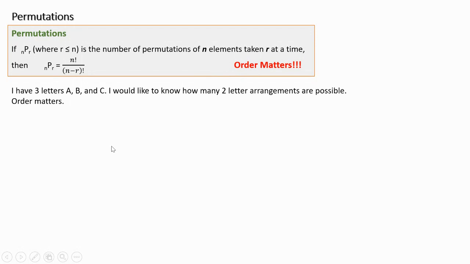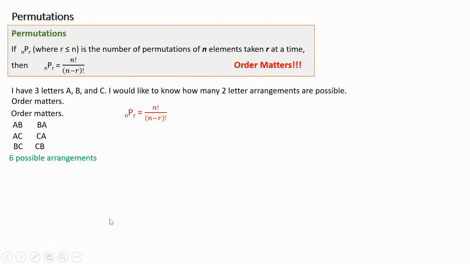So for example, I have 3 letters, A, B, and C, and I would like to know how many 2-letter arrangements are possible. Order matters. I use this example, guys, because this is good to visualize what they're talking about. Because this will be a little bit different than with combinations. Here, the order matters. Okay, so we have AB, right, because I want to get them 2 at a time, or BA, right, because AB and BA are 2 different orders. We have AC and CA and BC and CB. So there's 6 possible arrangements.